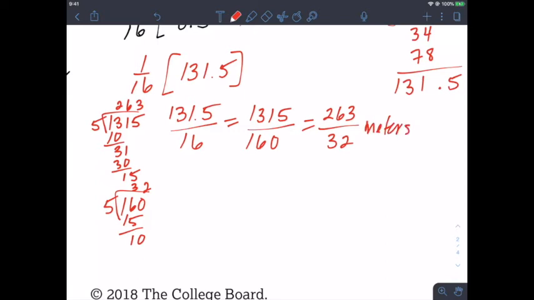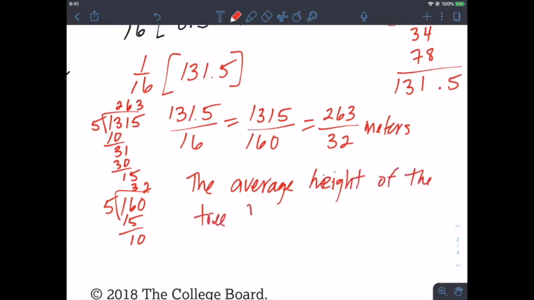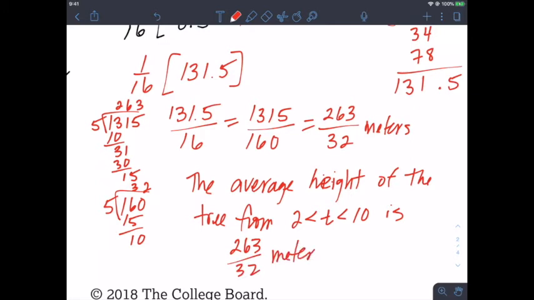So if you wanted to kind of formalize it, put a last statement here: the average height of the tree from 2 to 10 is 263 over 32 meters. So 263 divided by 32 meters. Okay?